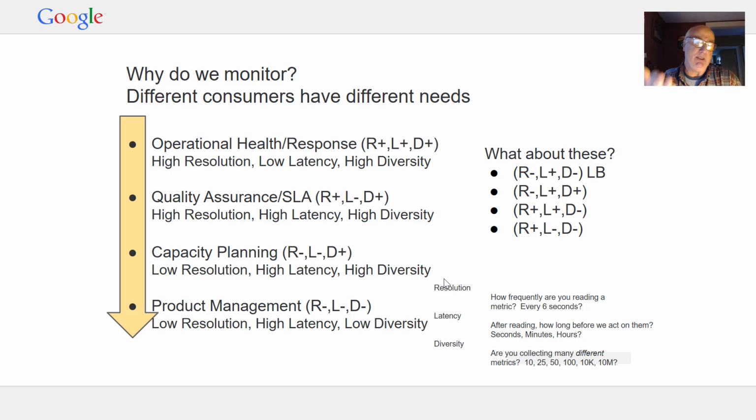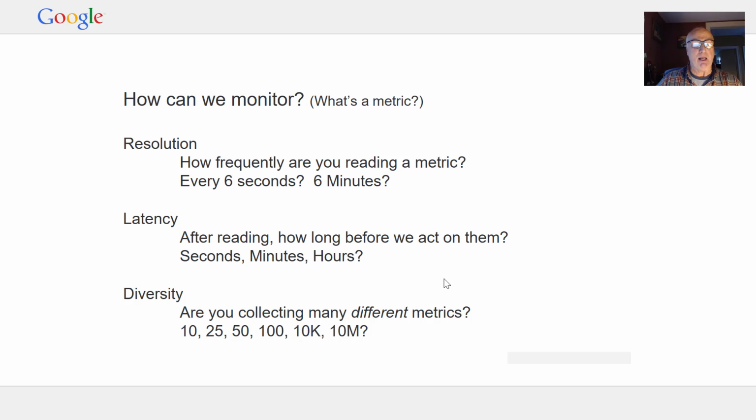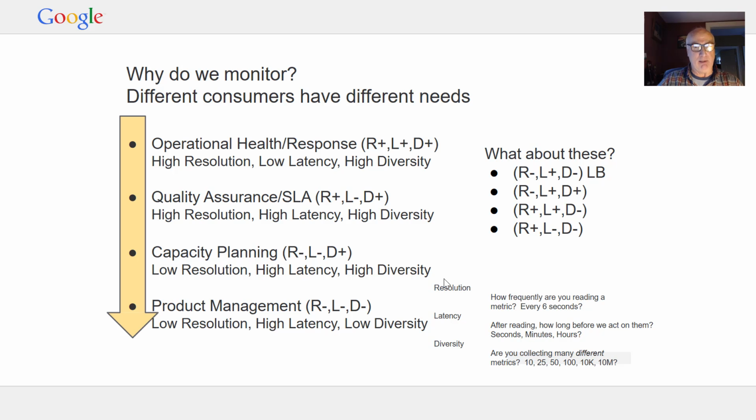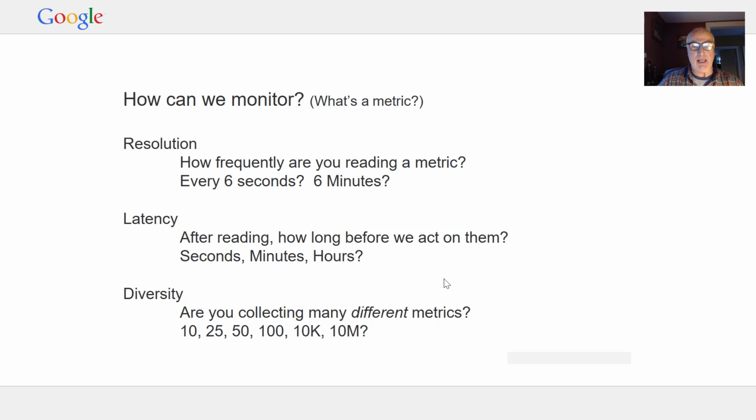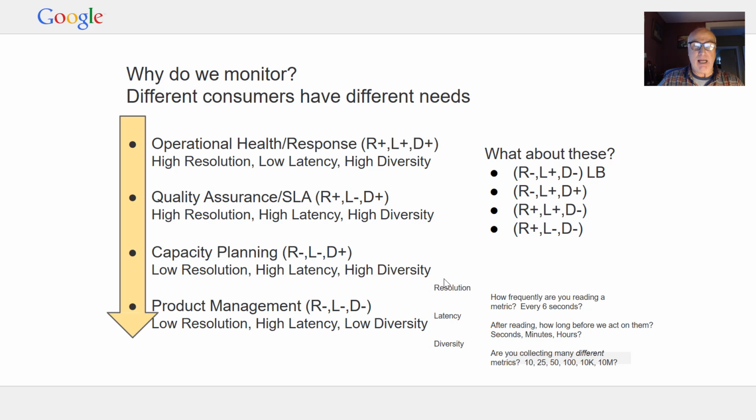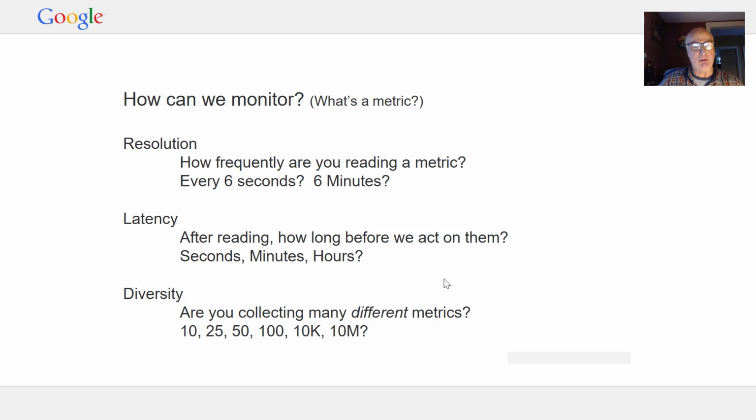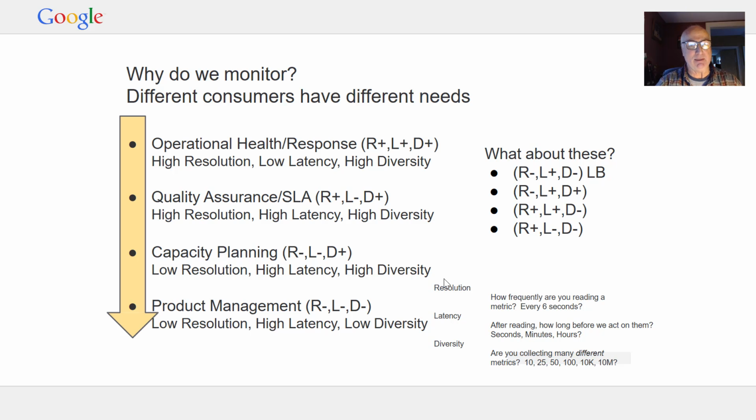If we have different consumers for our metrics, take operational health and response, this is kind of us. We're going to have high resolution, low latency, and high diversity. High resolution: how frequently are we reading a metric? We're reading it very frequently. We're going to have low latency: after reading, how long before we act on it? A very short amount of time. And then high diversity: we're going to have a bunch of different metrics. That's us, operational health and response.